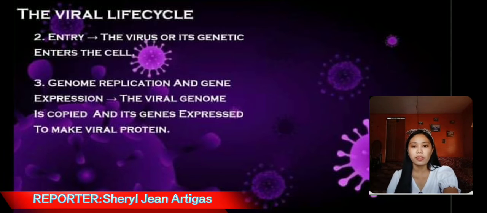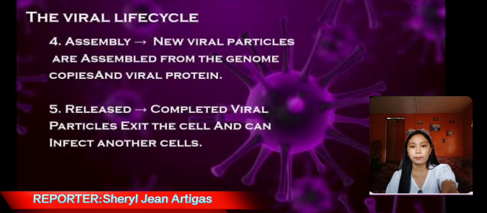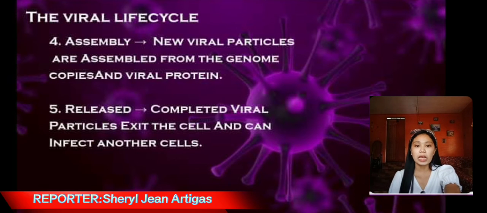And the third is genome replication and gene expression. The viral genome is copied and its genes expressed to make viral proteins. The fourth is assembly. New viral particles are assembled from the genomic copies and viral proteins. And the last is release. Completed viral particles exit the cell and can infect another cell.